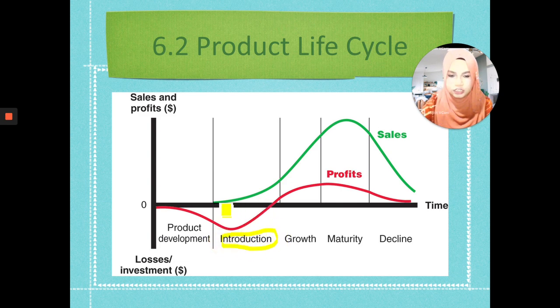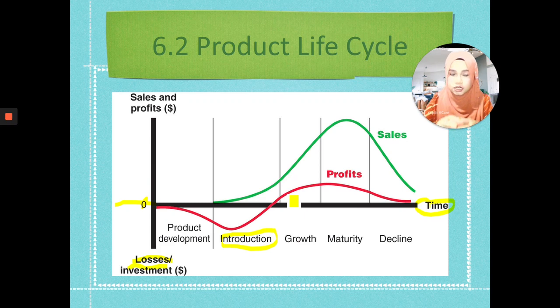Okay, so you have introduction. At introduction, before that, you need to know the x and y axis. So the axis are sales and profit. Here, as you go up, that means you are getting more sales and also more profit. While below zero, of course you will incur losses, or as in the product development stage, it is called an investment. And then here is the time, where you can't actually tell how long.